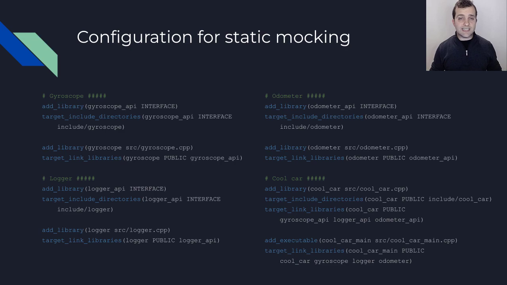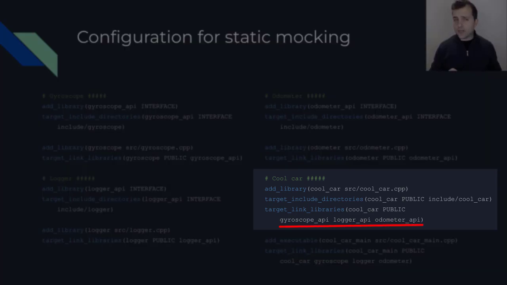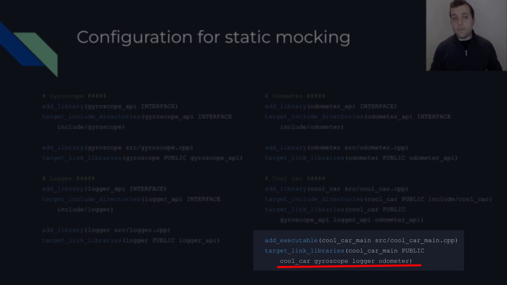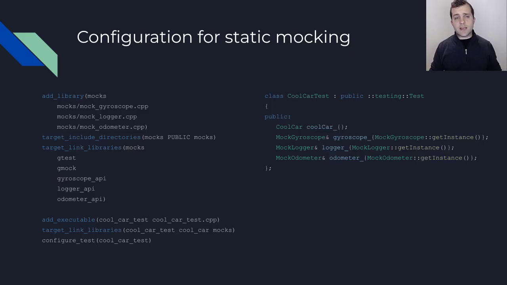Code that should be tested, namely coolcar.cpp, depends only on declarations. In other words, only on APIs. The definitions are linked in the integration scope, for example, when it comes to production, the cool car main target. The same goes for our tests. Nothing new to see here. We provide mock implementations which relay the calls to the respective mock singletons.